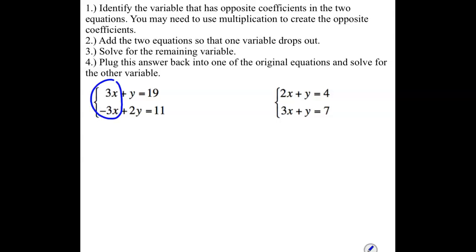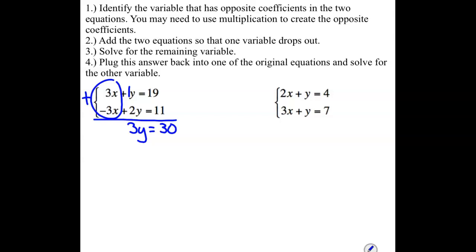Notice that the x's have opposite coefficients. So this is what we're going to eliminate. We're going to eliminate our x's. Step 2 says to add the two equations so that one variable drops out. So when we add our two equations together, 3x plus negative 3x, we have 0 x's. 1y plus 2 more gives us 3y. And 19 plus 11 is 30.